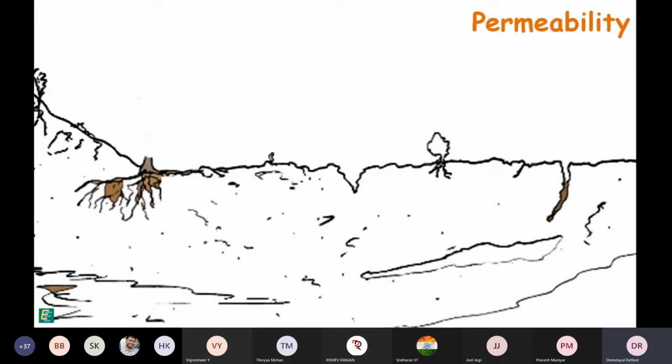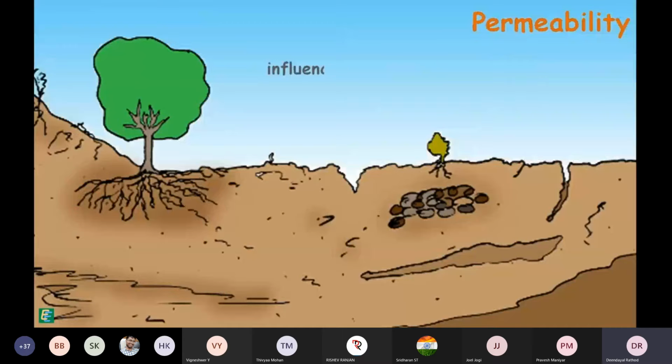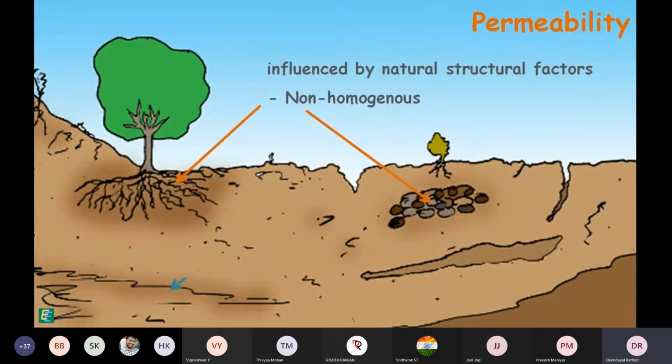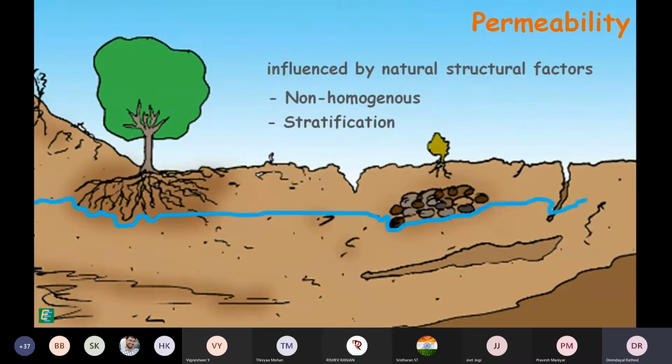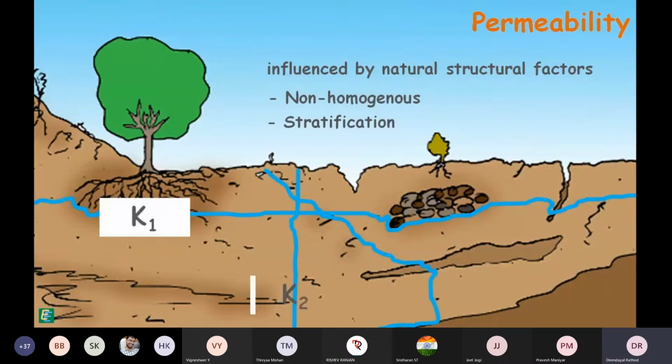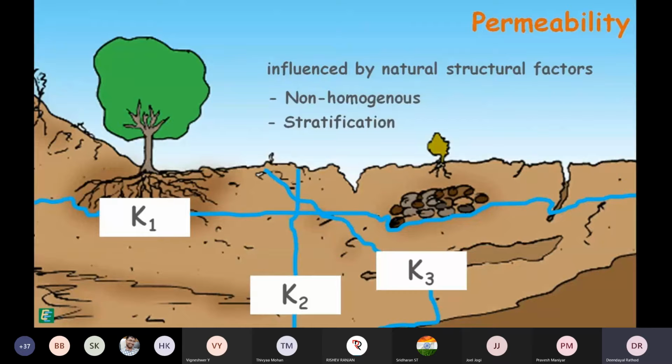Permeability of the soil in its natural deposits is highly influenced by its natural structural factors, such as its non-homogeneity and stratification. In an inhomogeneous soil deposit, water faces different movement resistances when it moves in different directions, as the soil has different types of variations in different directions. Consequently, we observe different values of permeability in different directions.